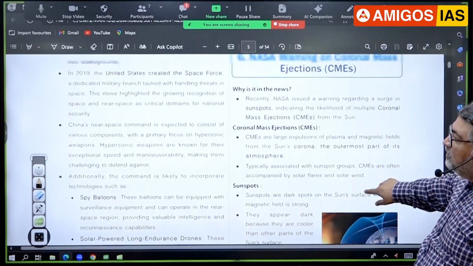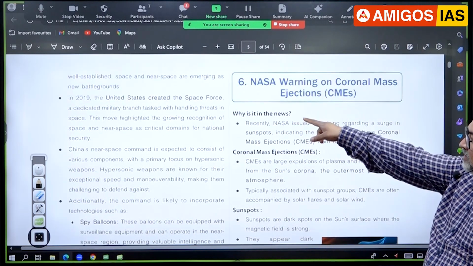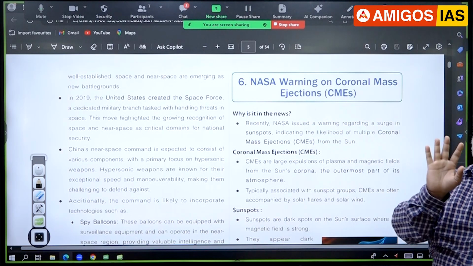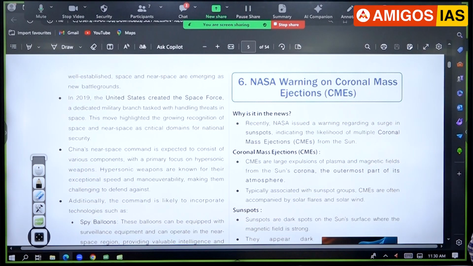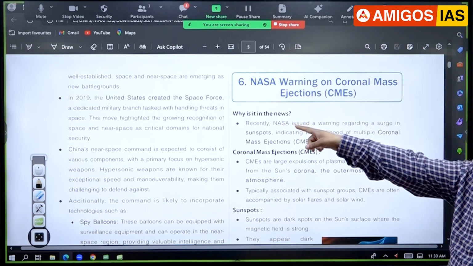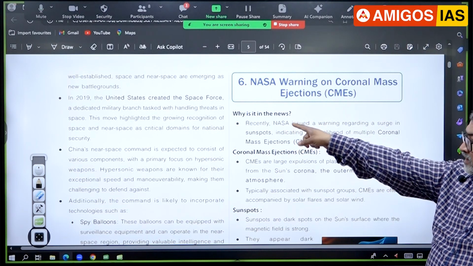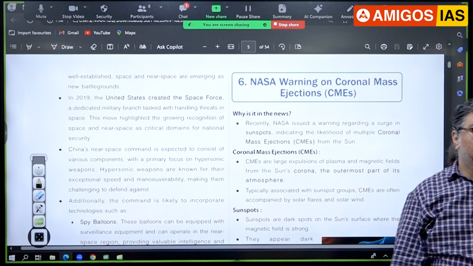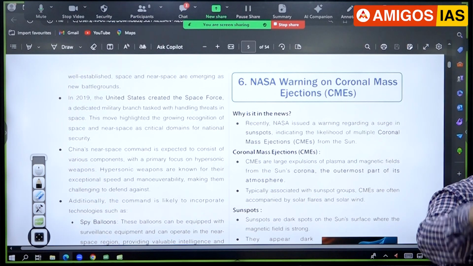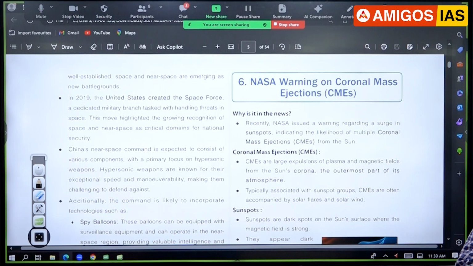Earlier, in 2019, America created the Space Force. You remember that. USA created Space Force, but not a command. But China has created the world's first command. So China has taken one step further. In 2019, the United States created Space Force, a dedicated military branch tasked with handling threats in space. But now China is building the control system in the mesosphere.